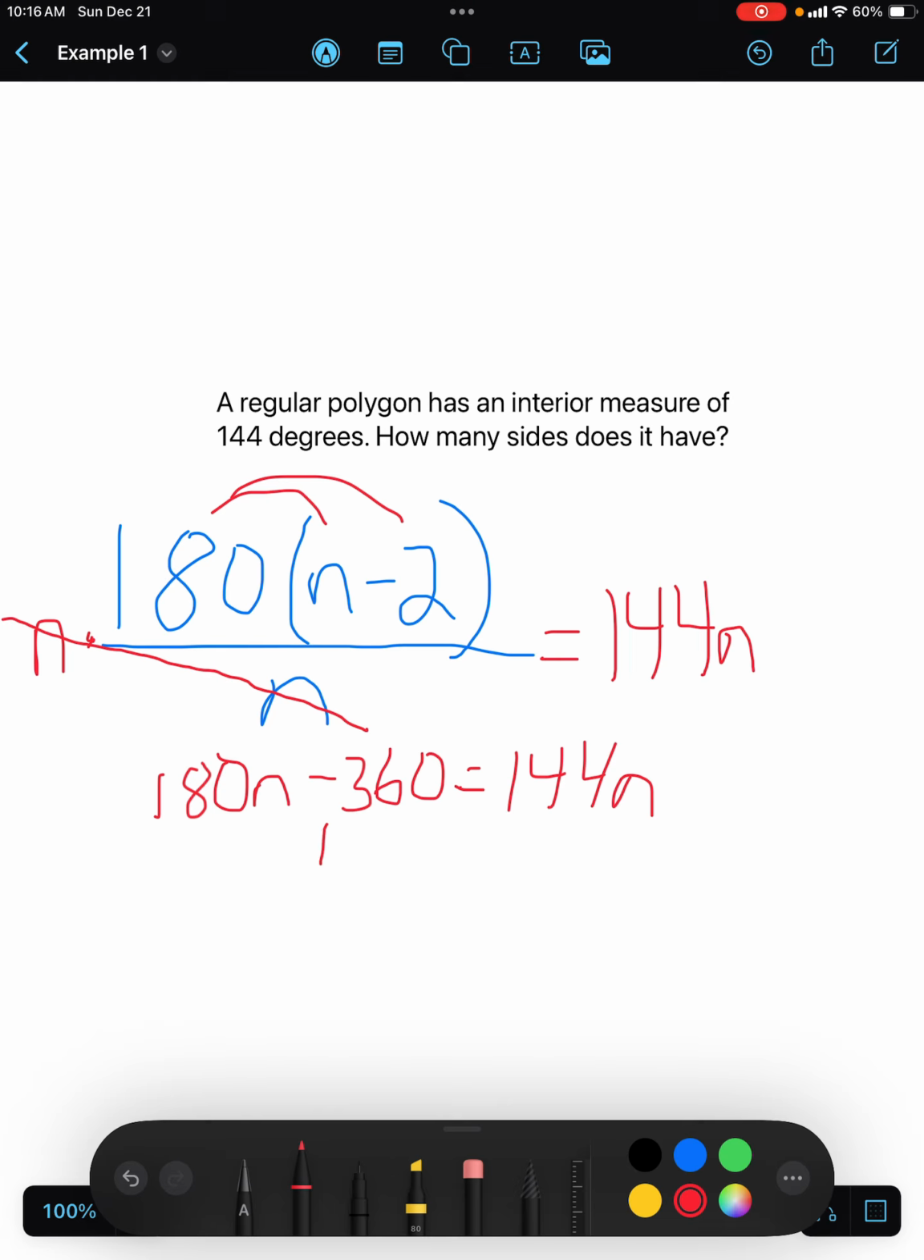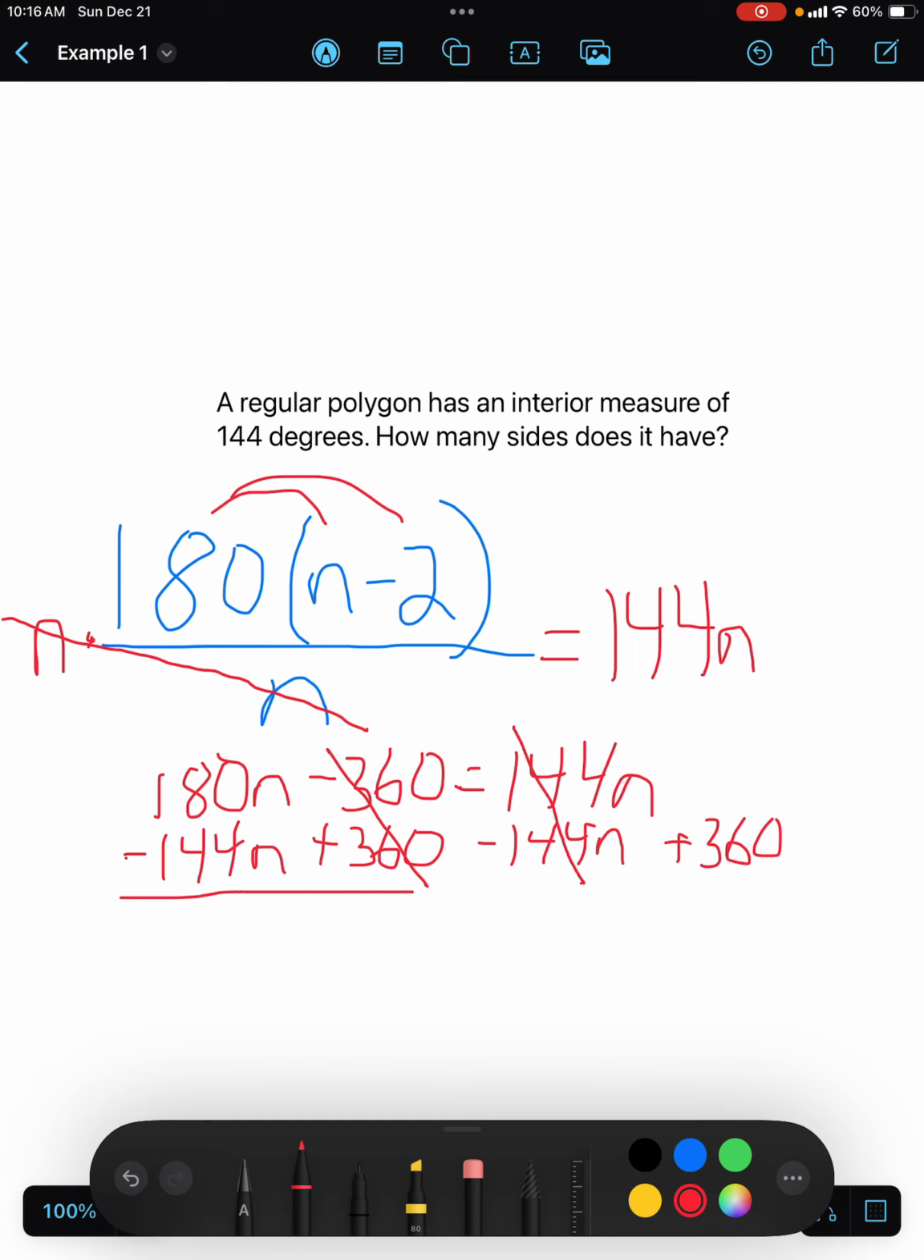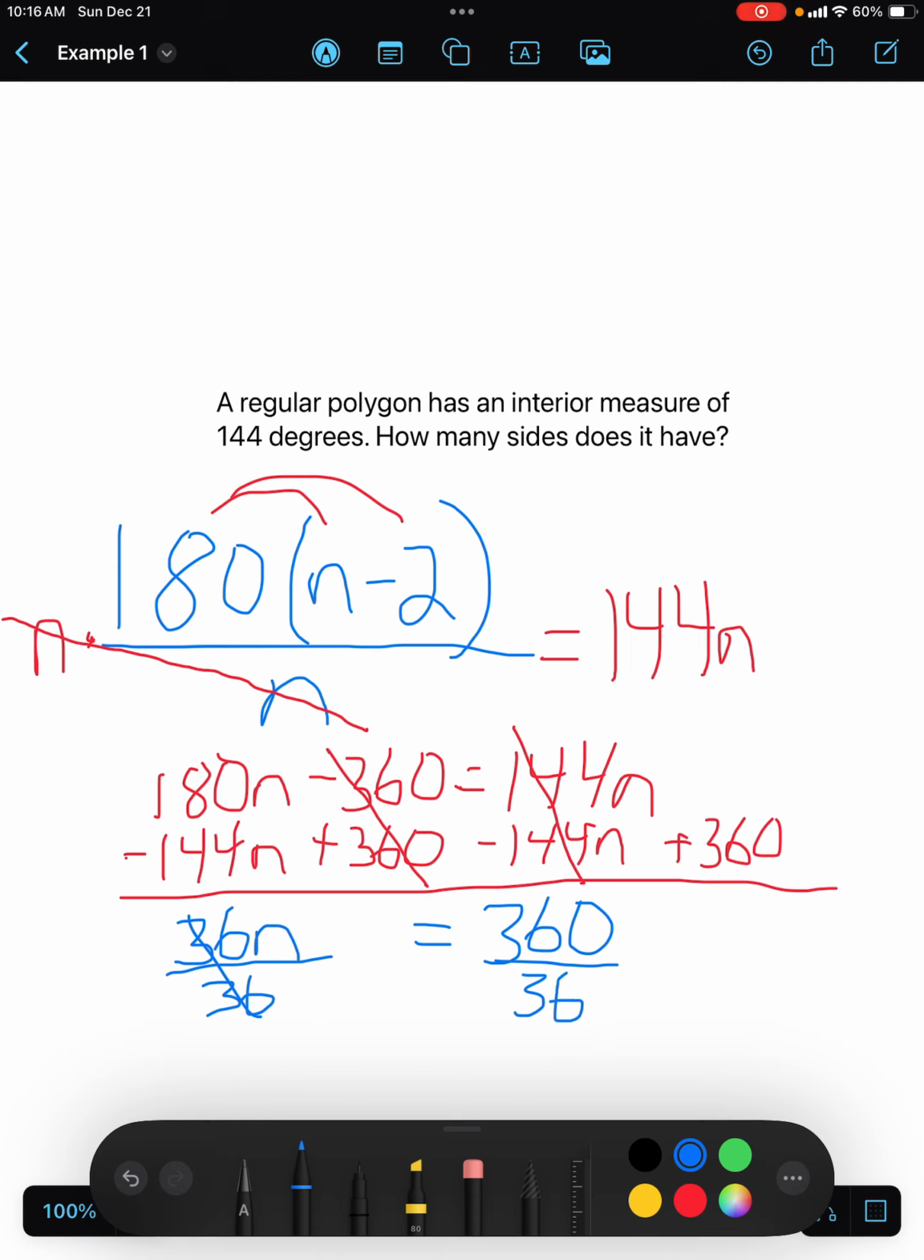So in one fell swoop, I'm going to add 360 to both sides, and I'm going to subtract 144n from both sides. Those are going to cancel, and those are going to cancel. And that's going to give us 36n equals 360. Well, we can see where this is going now. Dividing both sides by 36, we can see that this is a 10-sided figure, a decagon. So it has 10 sides.